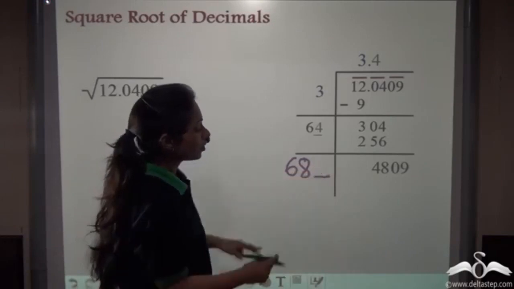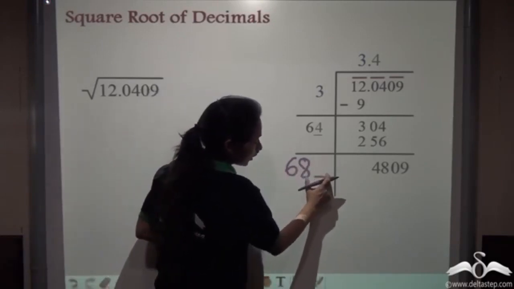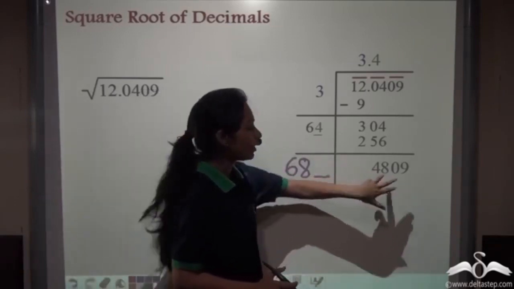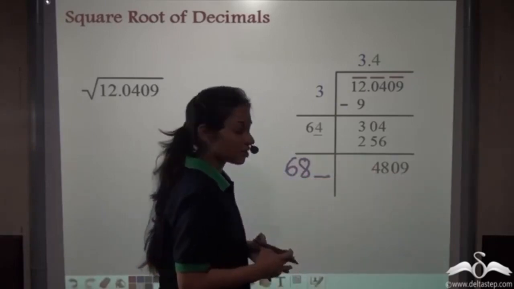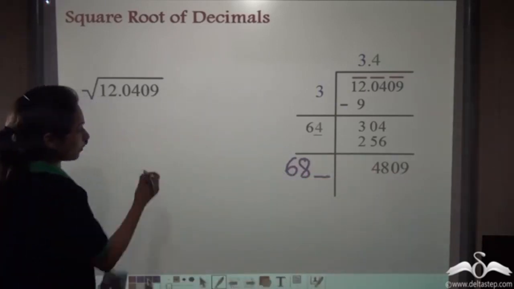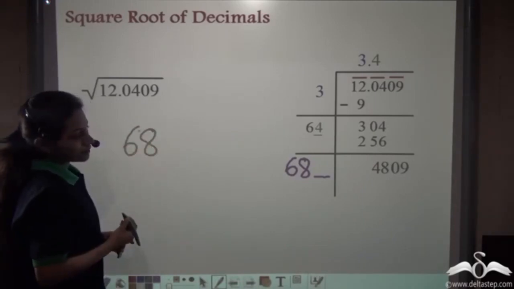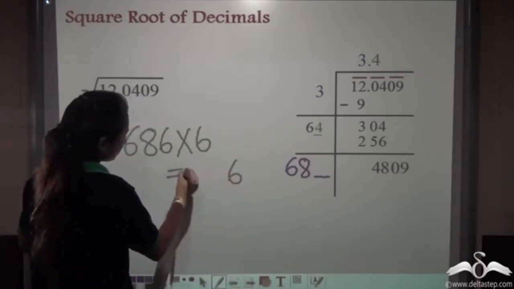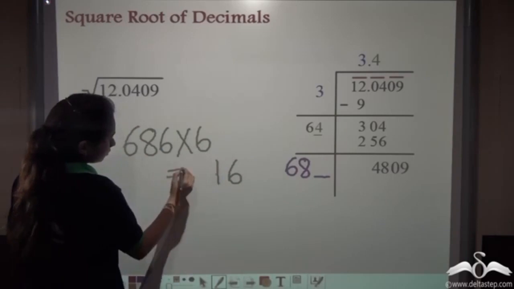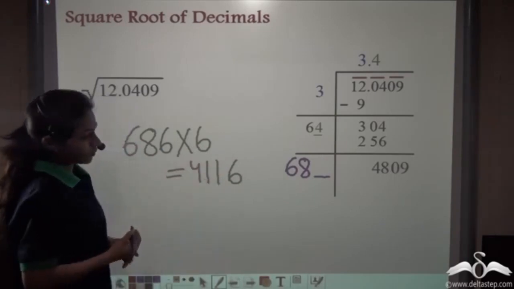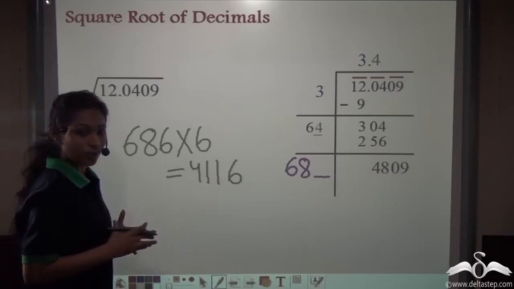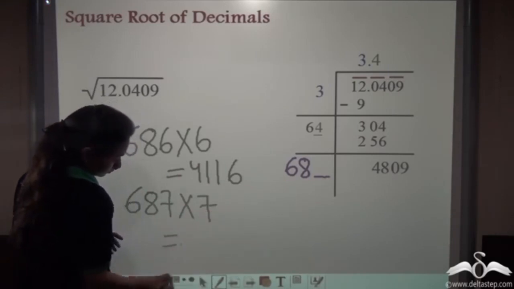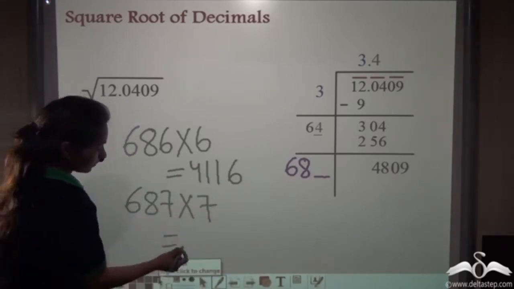So now we have to find a number which, when put here and then multiplied with the whole number, gives us exactly the same or a value less than this new dividend. So think about such a number. Well, let's check with some numbers. Say 686 into 6. What do you get? Well, this is less than this, but then we have to check with another number. Check with this.